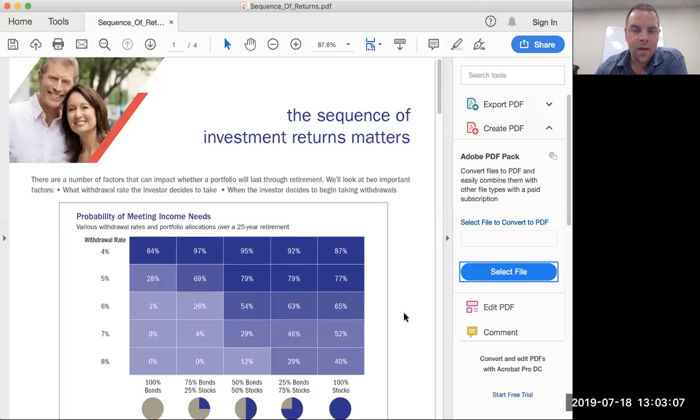Here it is. I'm going to share with you the sequence of returns. There it is. Okay, so now you can see this.